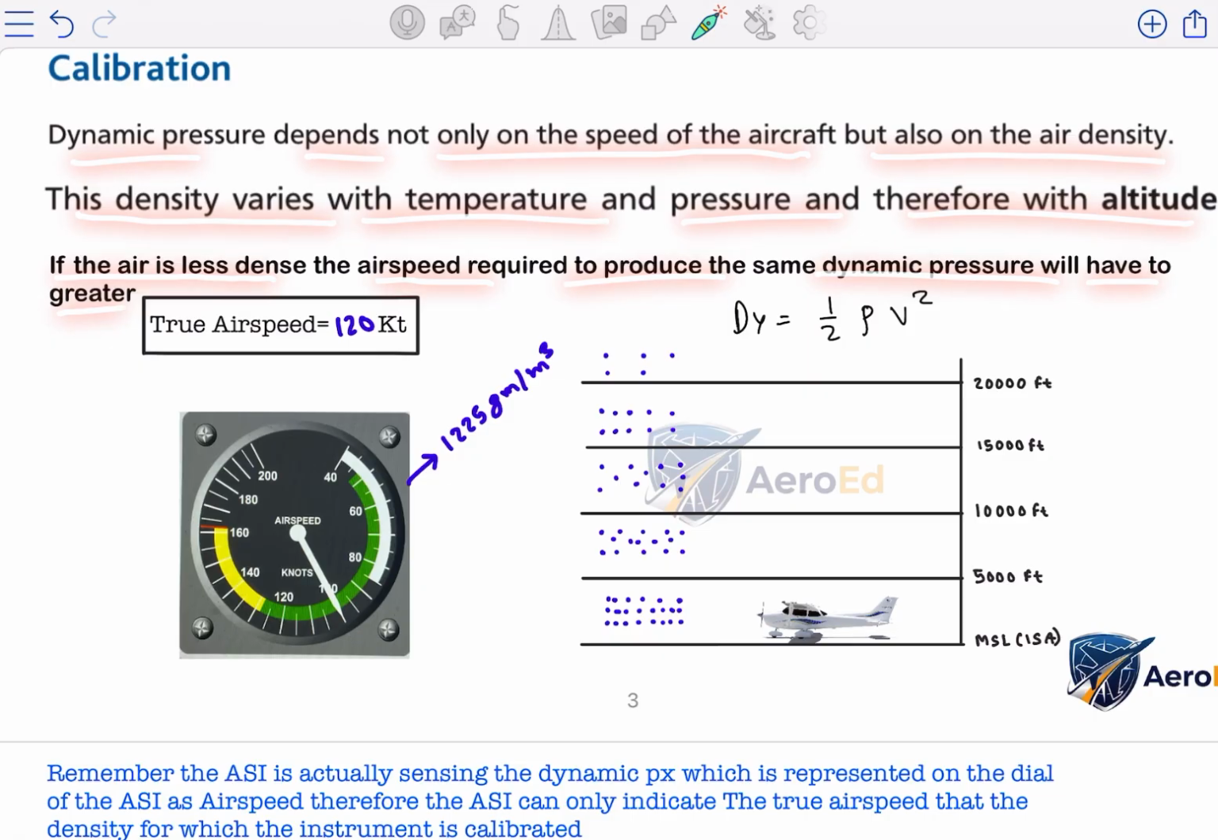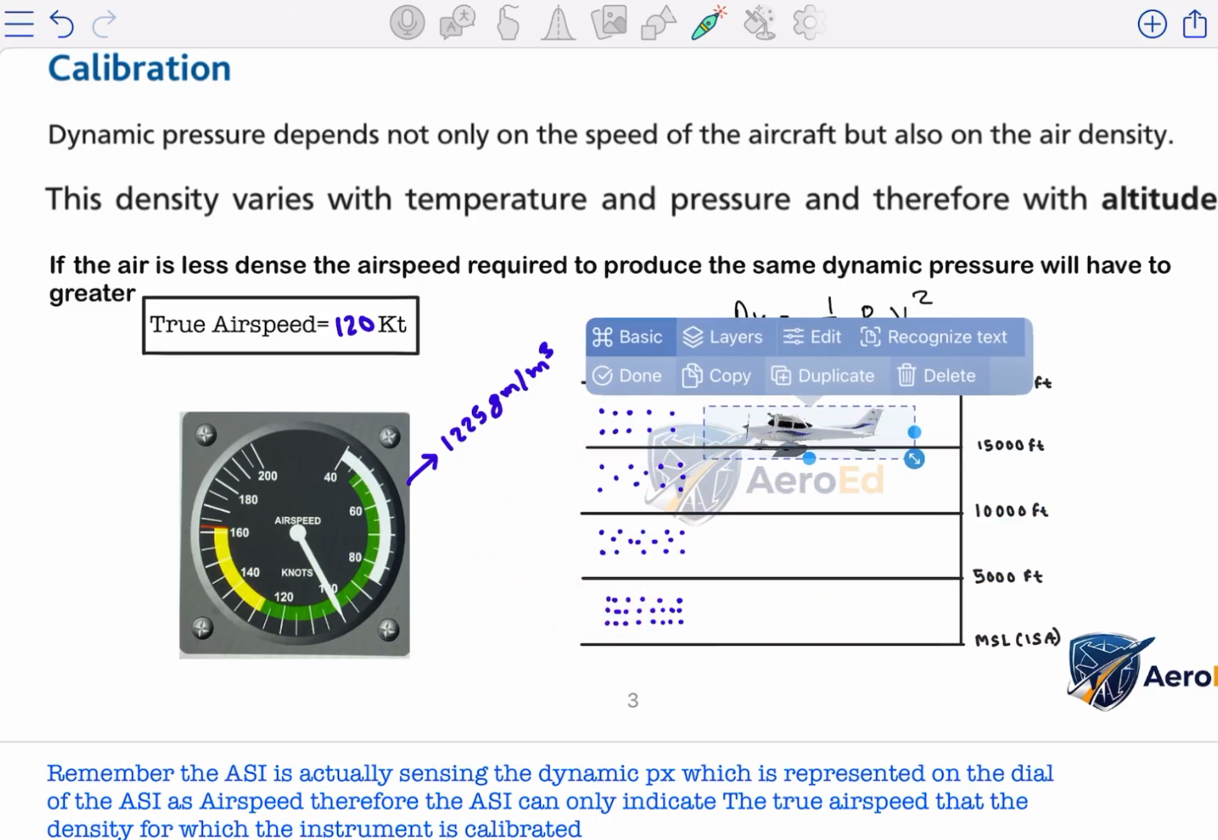Let me explain. As the altitude increases, we know that the density decreases, meaning that as we go up, the number of air molecules also decreases.